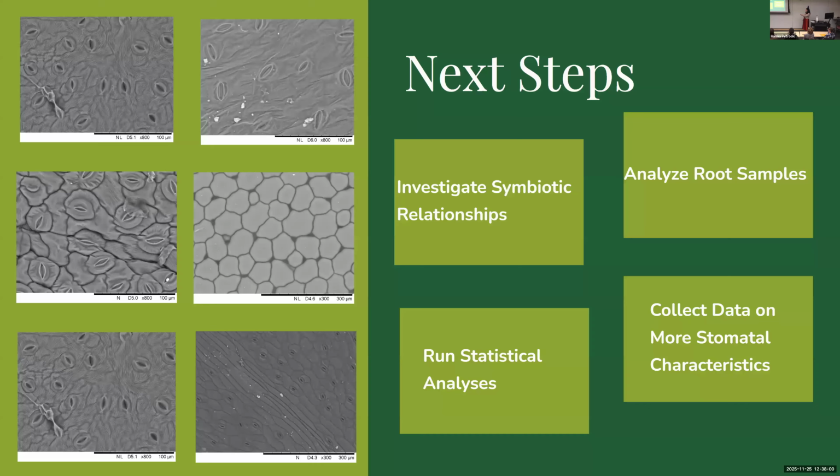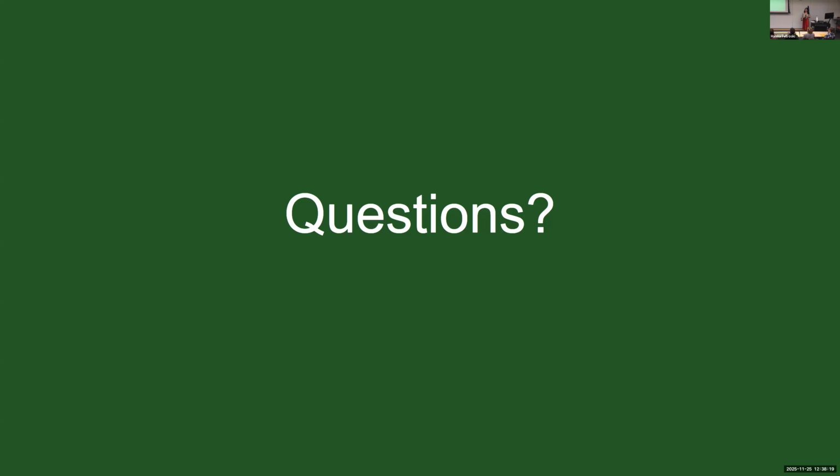We're going to run more statistical analyses to get more of those pretty graphs like we saw in the last slide, and we're also going to be collecting more data on stomatal characteristics. So there are a lot of things to look at, and you can see the variety of stomata in the species that we have right over here. Any questions? Thank you, guys.